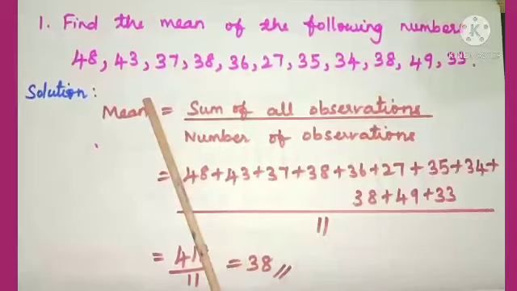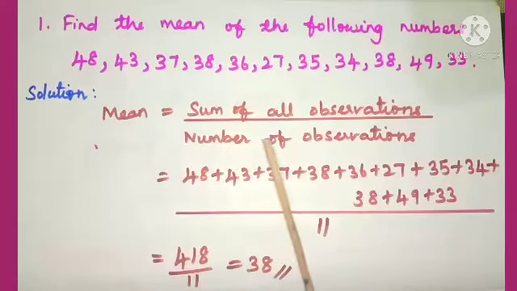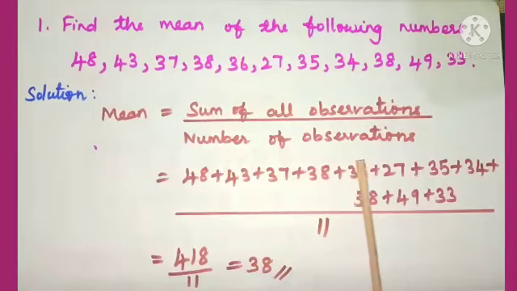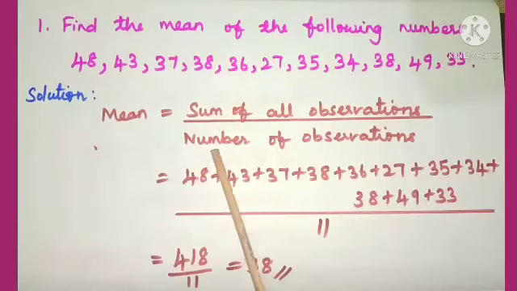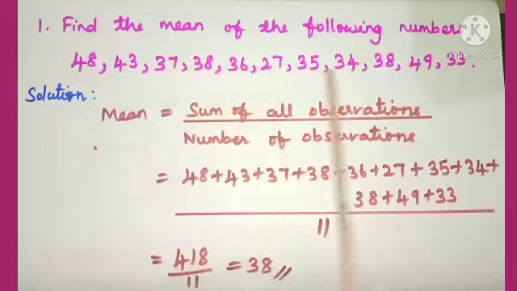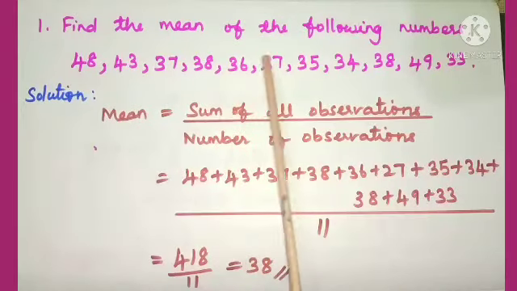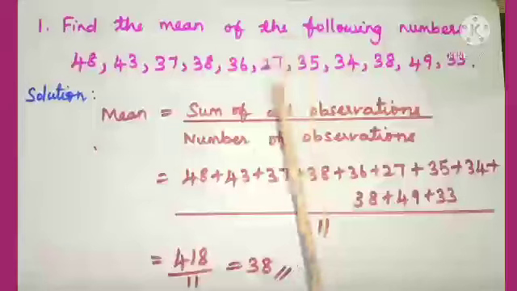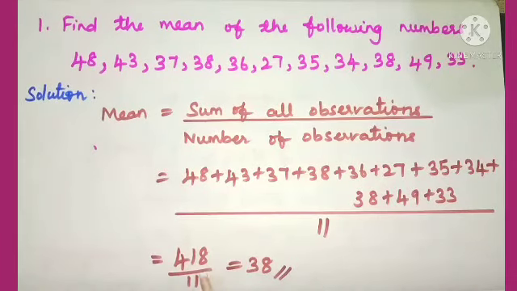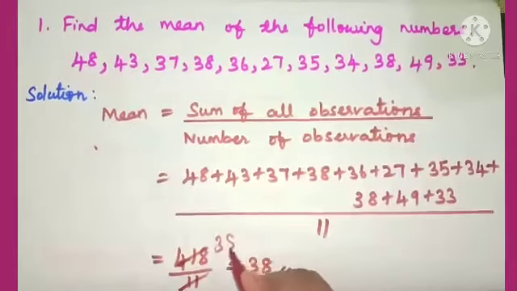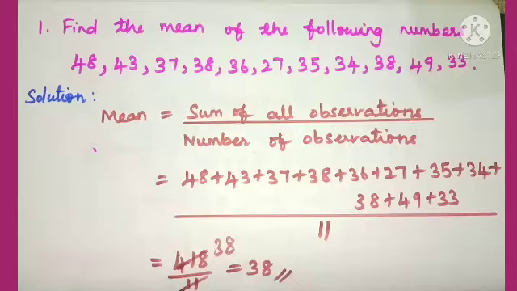Find the mean of the following numbers. We know that mean is equal to the sum of all observations divided by the number of observations. Sum of all observations, that is, we need to add all the given numbers, divided by the number of observations, that is, how many numbers are there. 1, 2, 3, 4, 5, 6, 7, 8, 9, 10, 11. So 11. We need to divide the sum by 11. When you add all the numbers, you get 418. 418 divided by 11 is 38. Thus the mean is 38.